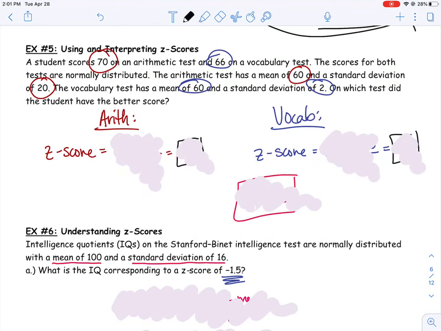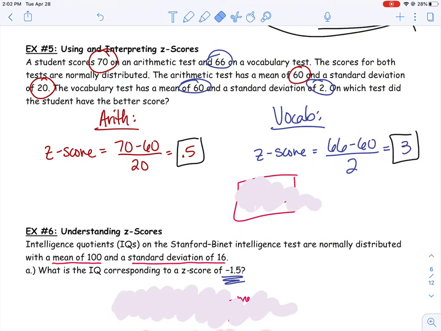If I'm taking the arithmetic test and my score is 70, I have a mean of 60 and a standard deviation of 20, I can use my z-score formula to figure out that I fall 0.5 standard deviations above the mean. I'm a little bit above average, right? On the vocabulary test though, I scored a 66, the mean was 60, and my standard deviation was 2. So using my formula, I ended up getting a 3 for my z-score. What that means is I'm 3 standard deviations above the mean.